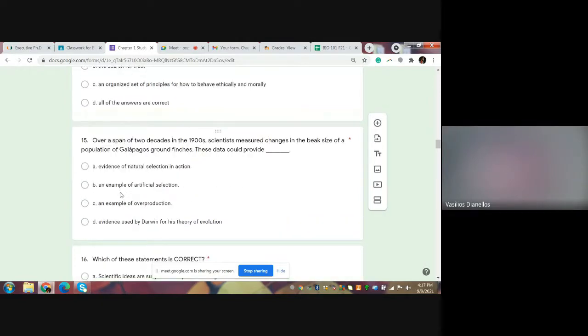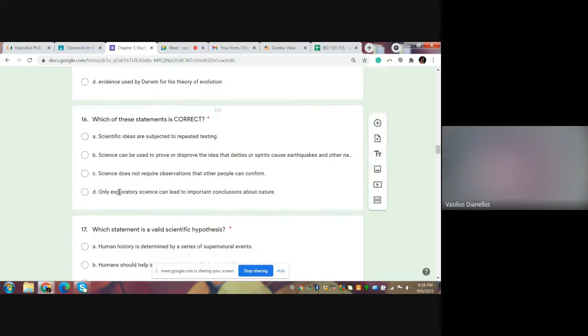Okay, number 15 is about evolution. That won't be on this exam. 16, which of these is correct? Scientific ideas are subjected to repeated testing. That is correct, right? You can't just do an experiment that supports your hypothesis and then it's just done, right? Most likely it'll get tested again.